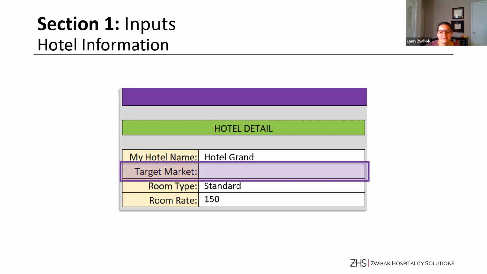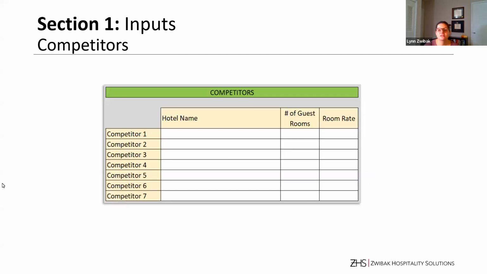And then for target market, again, be really specific about who you're looking at as the target market. So in this case, we'll just pick social, but you can use whatever is relevant for you. Next section is competitors. And this is key. In this case, don't just go with the comp set in your STR report or the hotels in your call around. Really think about the competitors that you face for the specific market segment that you're talking about.